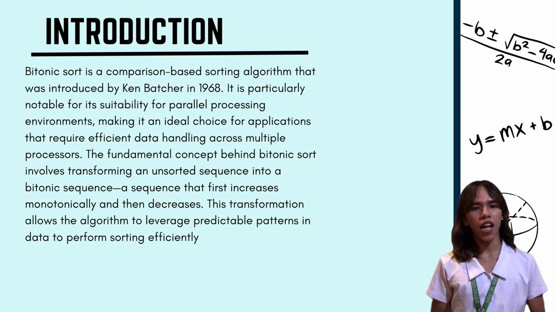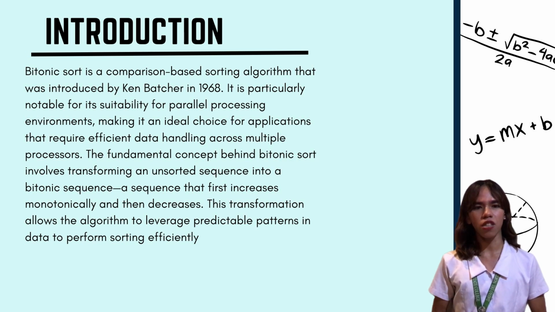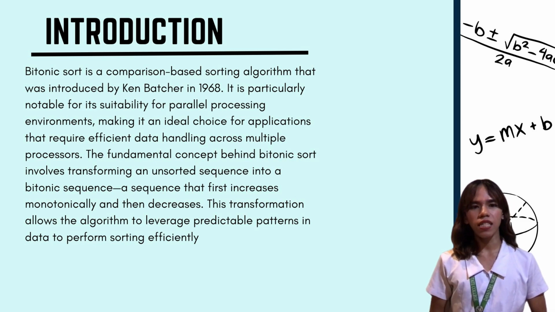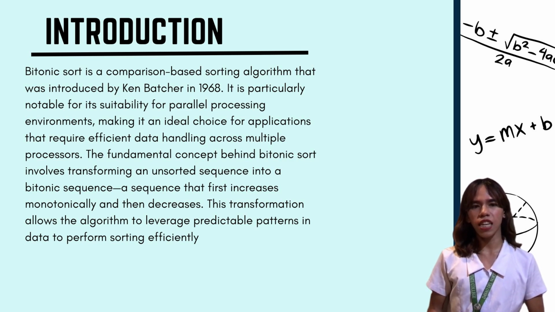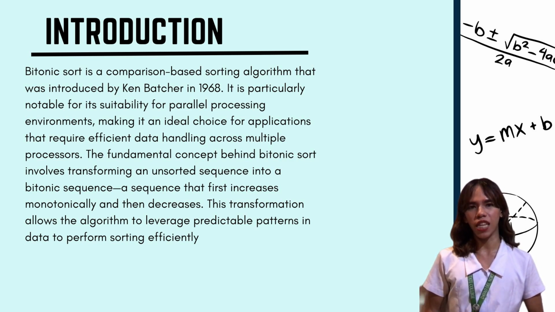The fundamental concept behind Bitonic Sort involves transforming an unsorted sequence into a Bitonic sequence, a sequence that first increases monotonically and then decreases. These transformations allow the algorithm to leverage predictable patterns in data to perform sorting efficiently.